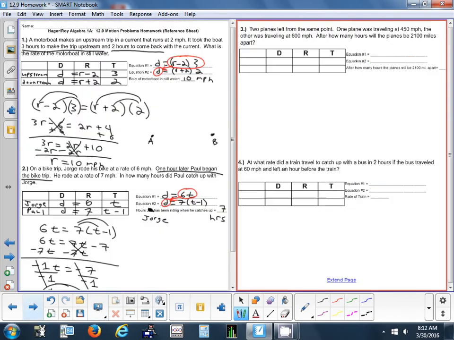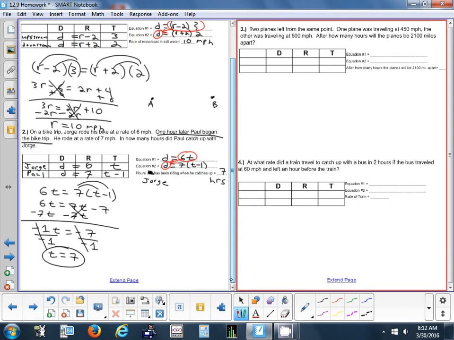Take a look at example 3. Okay, example 4 looks like it's another catch-up problem. Okay, we're going to be catching up. All right, but let's do 3 first. 2 airplanes left from the same point. It says one plane was traveling 450 miles an hour. The other one is traveling 600 miles an hour. I want to know, when will the planes be 2,100 miles apart?